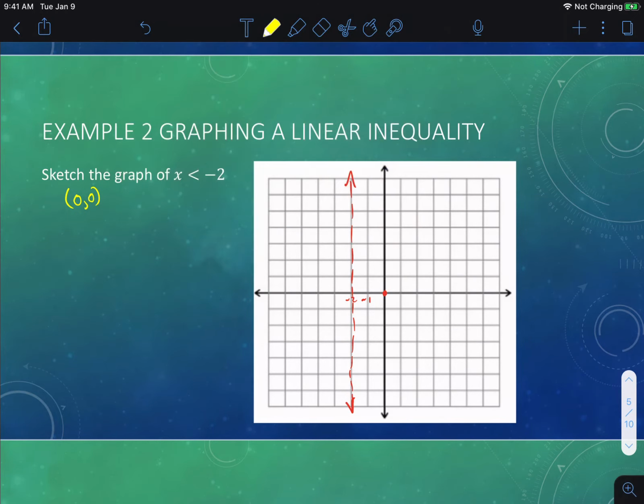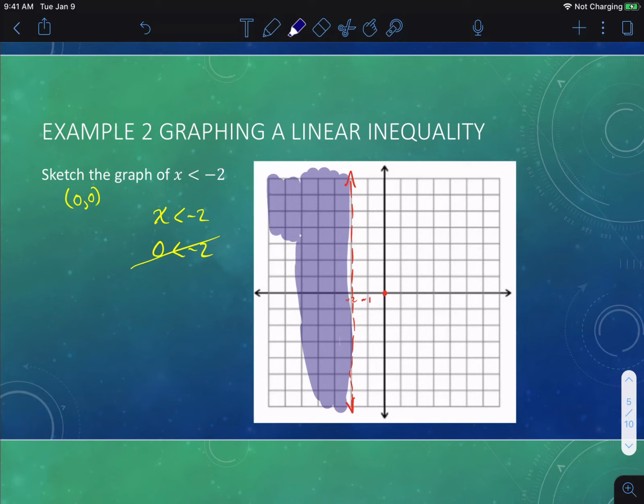So the math is really easy because we just basically say, is x less than -2? Well, the answer is no, because 0 less than -2 is not a true statement. So that's not a true statement. And so therefore, our shading is going to be all on this side of the graph, the opposite side of where our test point was. And so there we're going to shade it.